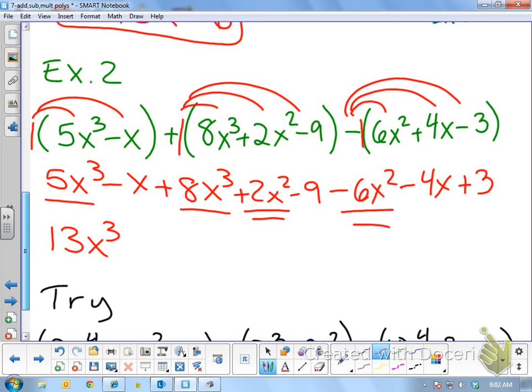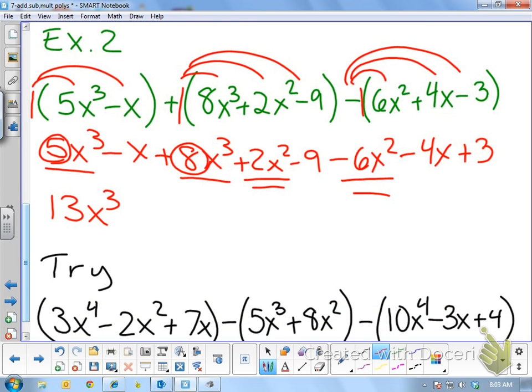Yes? How'd you get 13? Okay. If we have a 5x cubed and an 8x cubed, when we're combining our like terms, we just add the numbers in front. So 5 plus 8 gives me 13. Okay? Good question.